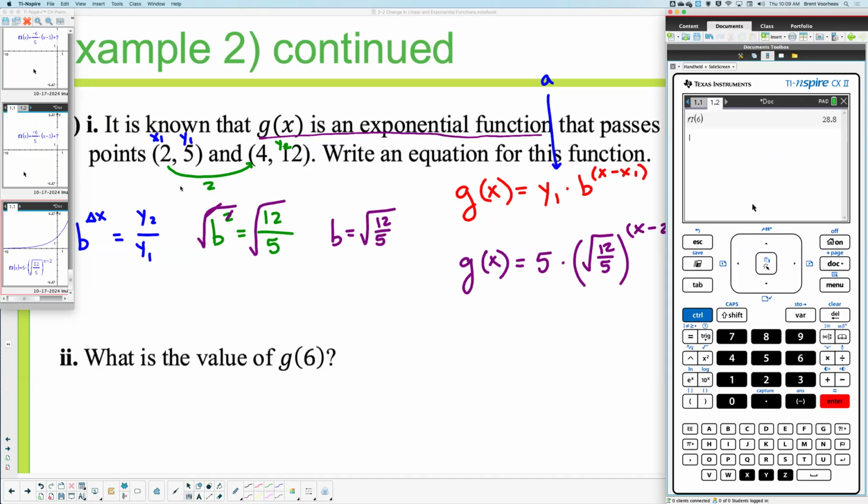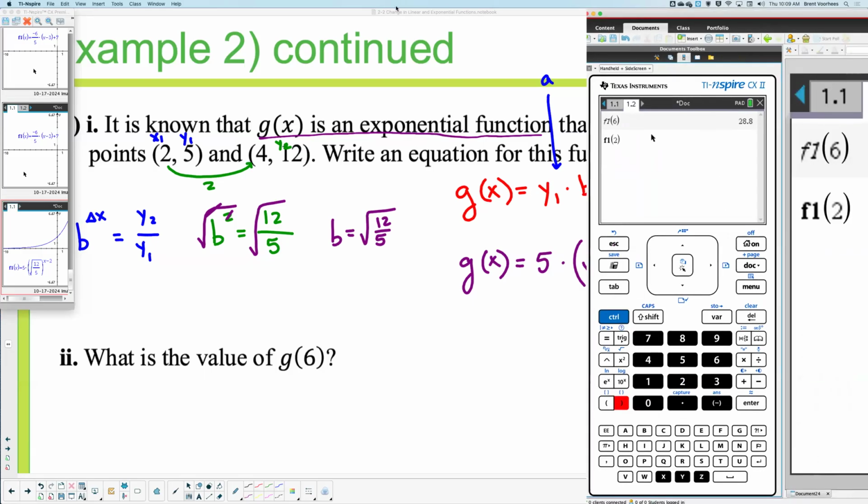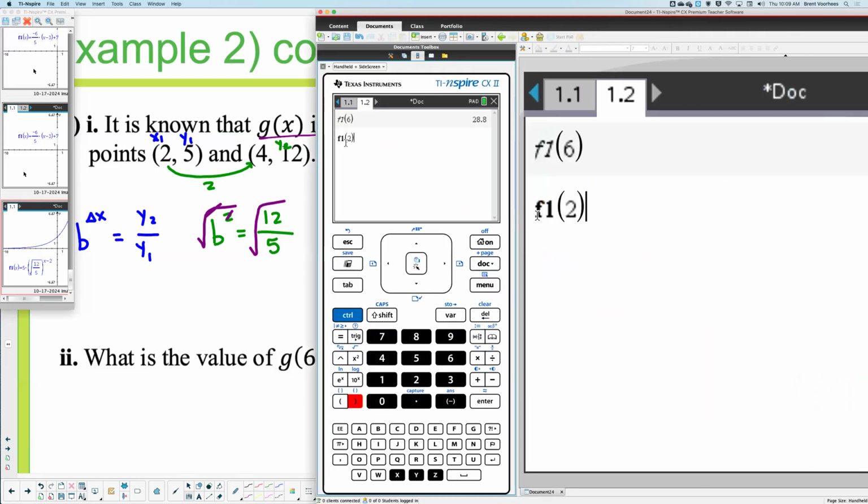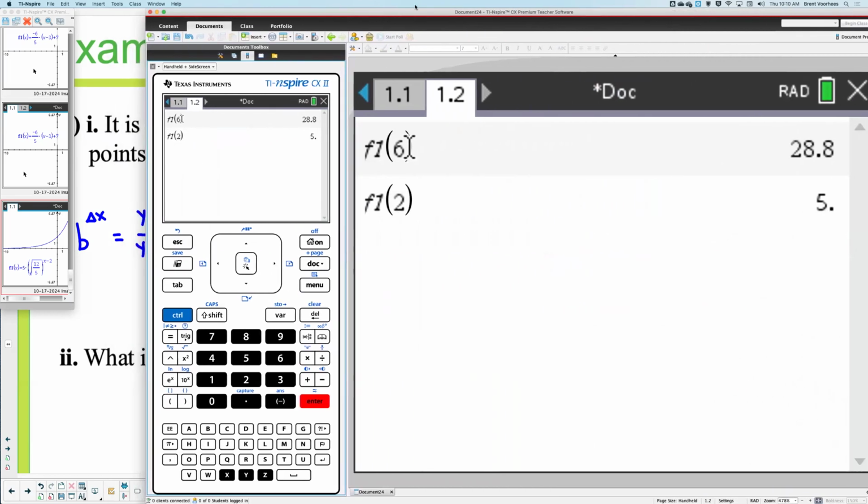If you wanted to check this, you know how you could check it to make sure you did it right? I could type in F1 of 2. Let me make sure everybody in the room is following along. If I type in F1 of 2, I'm saying the input is 2. What should I get for the output? 5. Good. Let's press enter and see if we get that. Do I get 5? You bet.